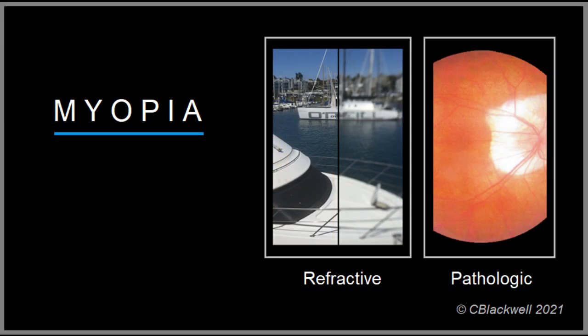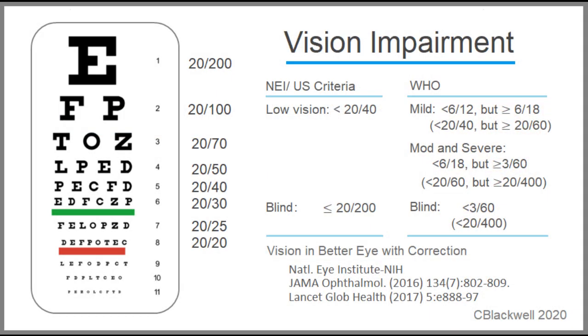What then is the impact of myopia? The longer eye threatens vision loss from either refractive error or pathology. With a vision chart for perspective, on the right are criteria for vision impairment and blindness from the US and the WHO. They differ slightly.